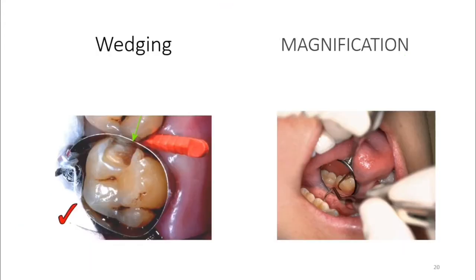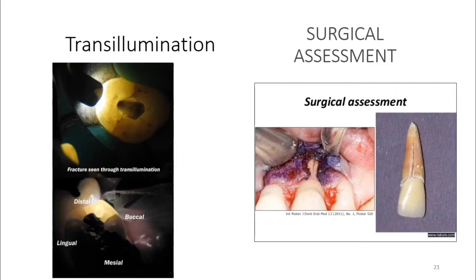Wedging and magnification is also used to detect cracks and fracture. So next is the transillumination, whereby a photon is used. The fracture can be seen through the transillumination. And also next, surgical assessment, whereby a flap is raised to detect the crack line.